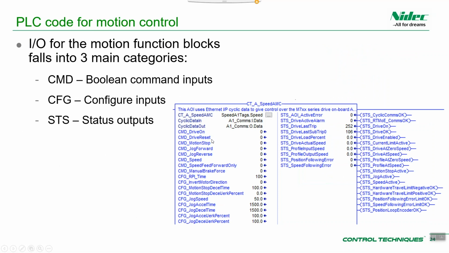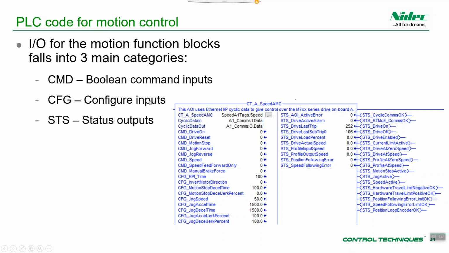So the function blocks themselves, the inputs and outputs, have 3 main categories. We have inputs that start CMD. So CMD is command. So these are typically Boolean command inputs. So it's for things like drive on, so that's enabling the drive, enabling the motion controller within the drive, resetting the drive, calling a motion stop or a jog, etc.